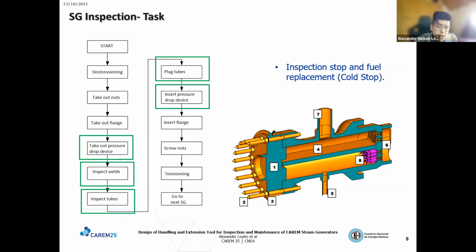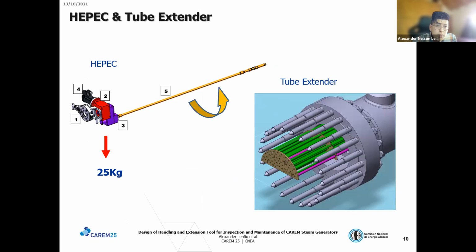Hence, the insertion tools were designed at the same time as the other special tools for each task. Two important tools, or the most restrictive tools for the EMA design, were the PEG, the pressure drop device extractor, PEG for the Spanish acronym, and the tube extender here. This is a concept that replicates the distribution of the tube plate holes, but in the position of the flange. Both of them were designed in parallel with EMA.